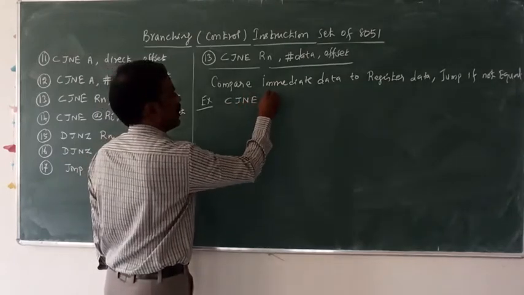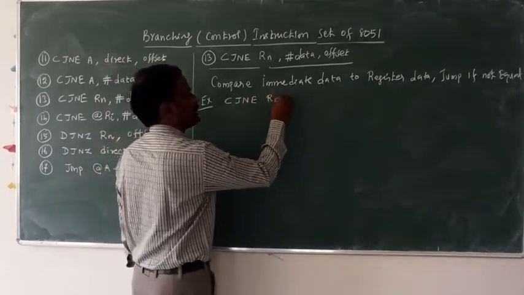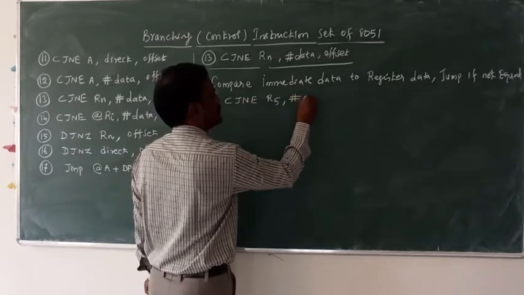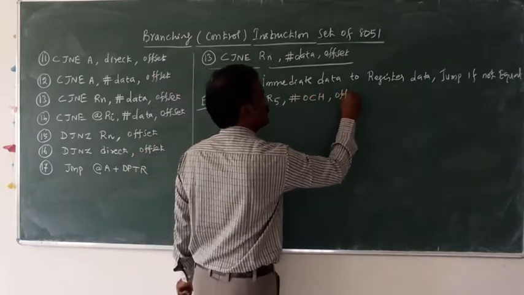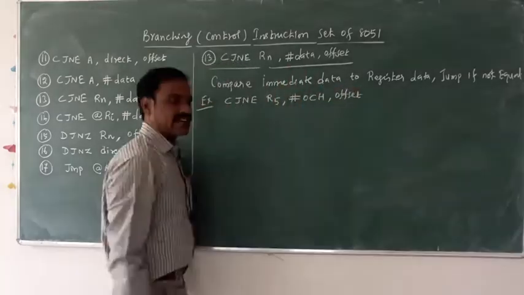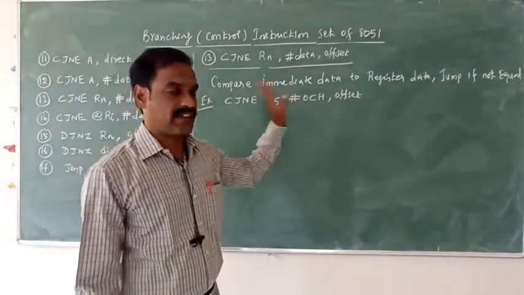Example: CJNE R5, #0CH, offset. Jump to which memory address location? Suppose this condition is satisfied.